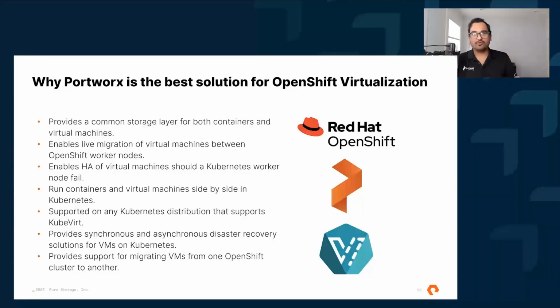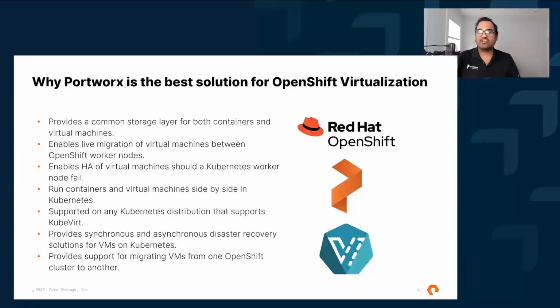We also enable live migration for virtual machines between different worker nodes. If you're coming from a VMware background, you love the idea of being able to vMotion your virtual machines between different nodes in your ESXi cluster. Portworx plus OpenShift provides you the same capability and allows you to move your virtual machine objects from one OpenShift worker node to a different OpenShift worker node using a Portworx read write many persistent volume.